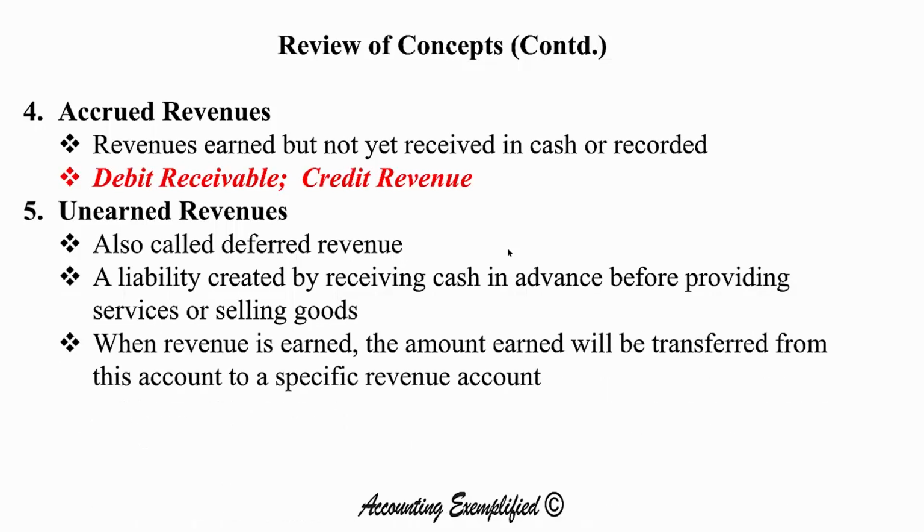So when the revenue is actually earned for the cash previously received, the amount earned will be transferred from this account to the specific revenue account. So the adjusting entry for this will be to debit unearned revenue and credit revenue.